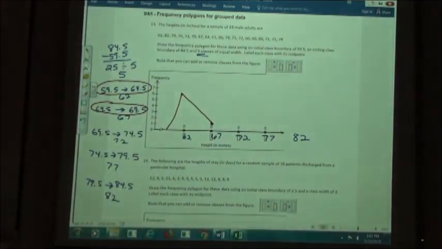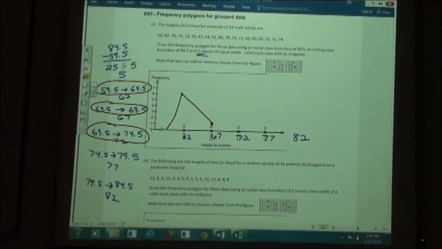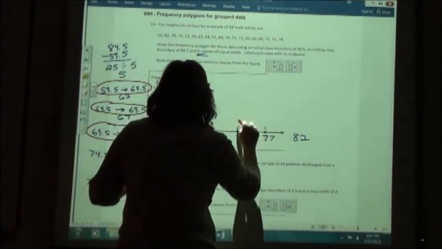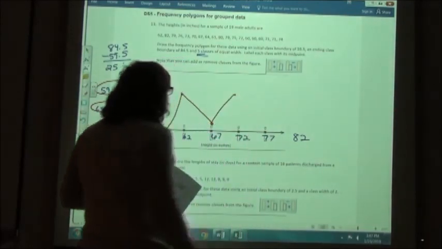Then you're going to count in this section between 69.5 and 74.5, which means you're going to go from 70 to 74. You got 6 there. So we're going to mark the 6. You're just going to pull that up to the 6. And again, it's going to just pull your line up there.